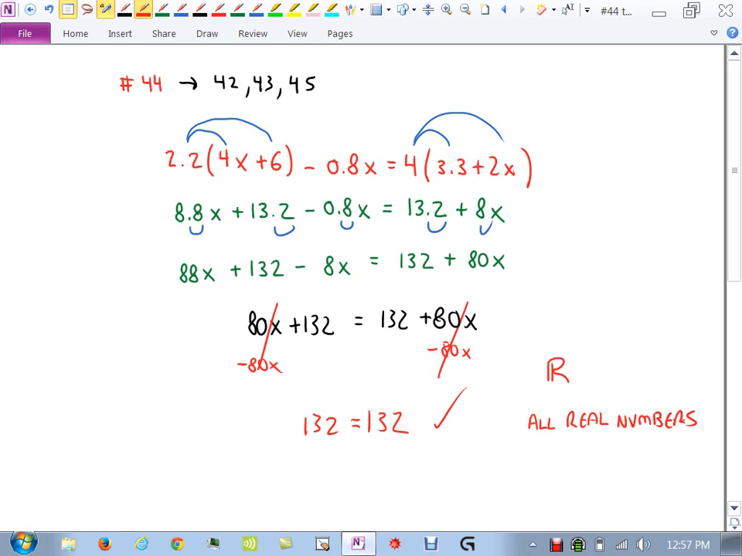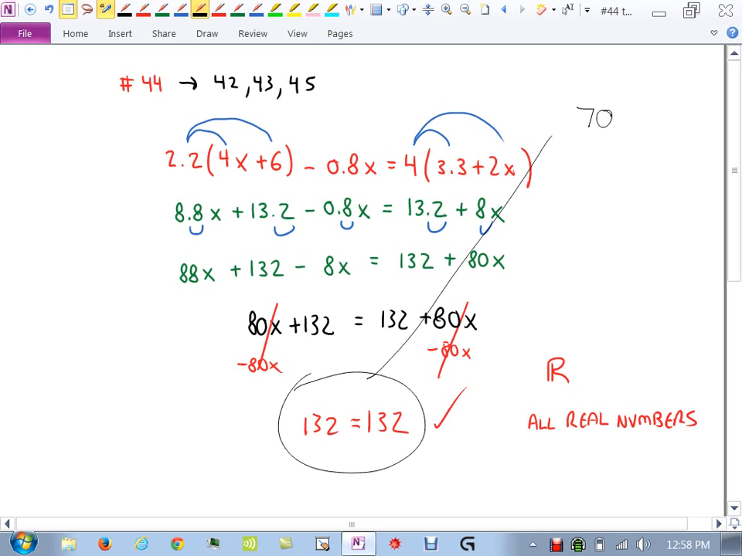Okay, so we're done with this problem, but what would happen if, let's say at the end of this, instead of getting that, we would have got something like 70 equals 132. We would have said that's not true, right? And then we would have said, what is our answer? No solution. Or we would have said empty set, which is that 0 with the line through it. Or, like the book does, the empty braces like this. Set of braces with nothing in it. I'll take any of those three answers.